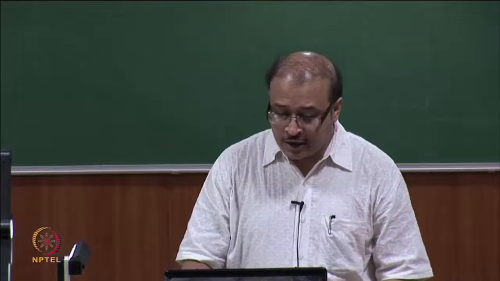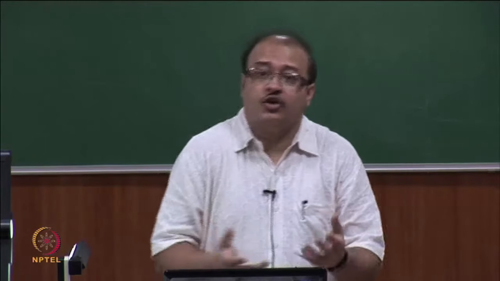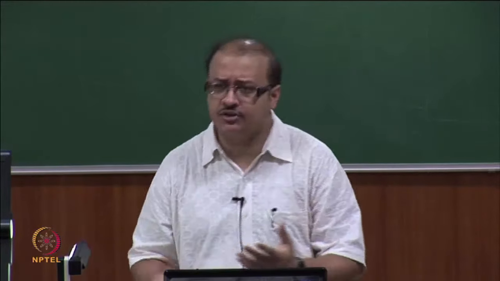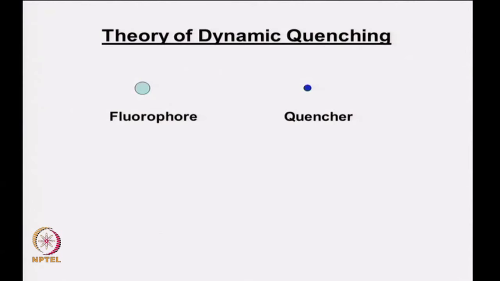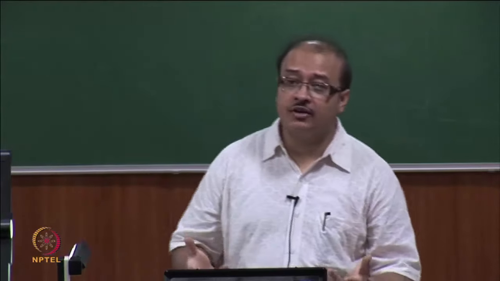You have a fluorophore, as you have shown out here. Now, you have a quencher molecule. These sizes are just schematic. They can have the same sizes, or the fluorophore can be a little bigger than the quencher and so on. If I am talking about dynamic or collisional quenching, what I am saying is this: the quencher collides with the fluorophore. The moment it collides with the fluorophore, it de-excites it from its excited state, giving rise to a decrease in fluorescence. This is typically what happens in case of dynamic quenching.